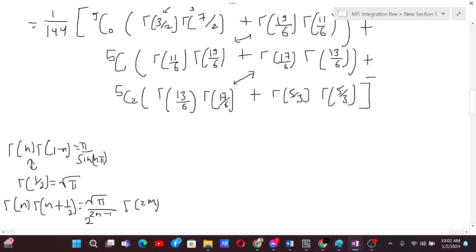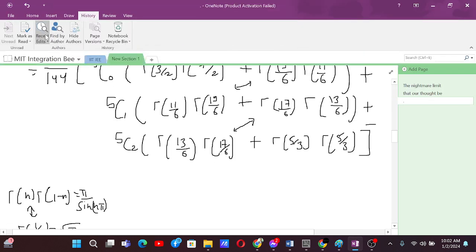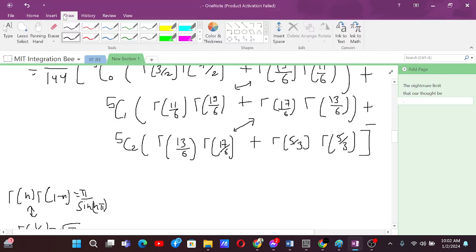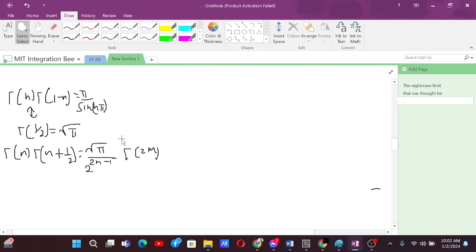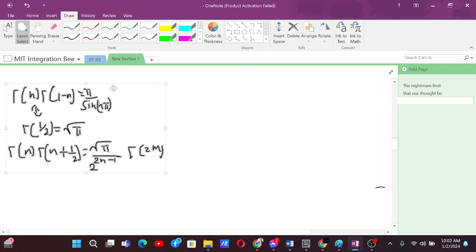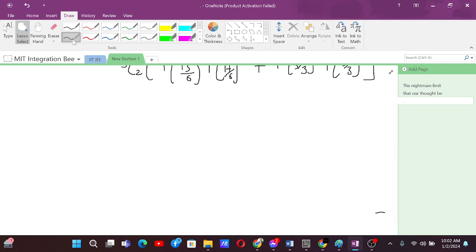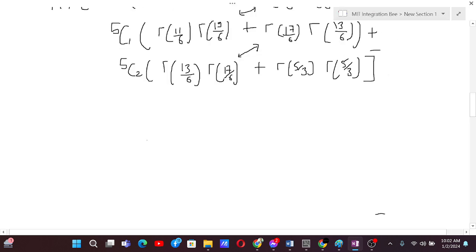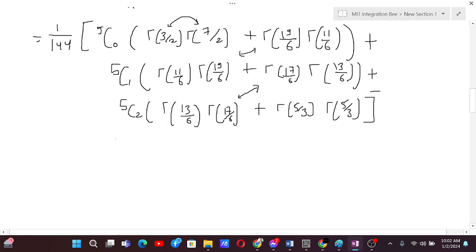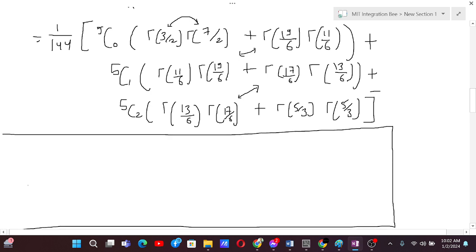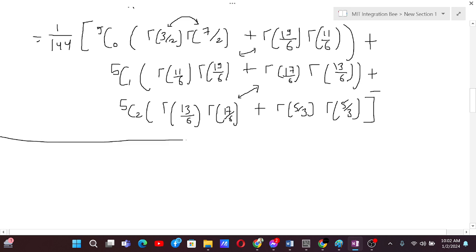Now let's just delete this for some time. Fine, now let's proceed with our solution. Now gamma 3 by 2, gamma 7 by 2. Let's find the values first.